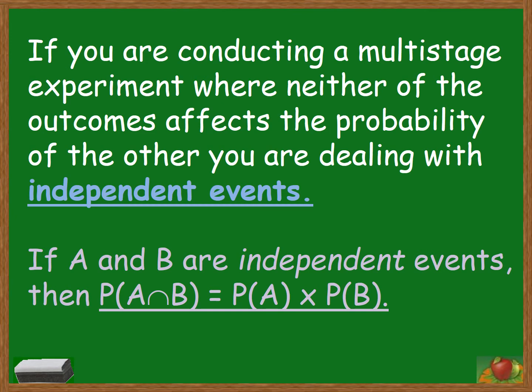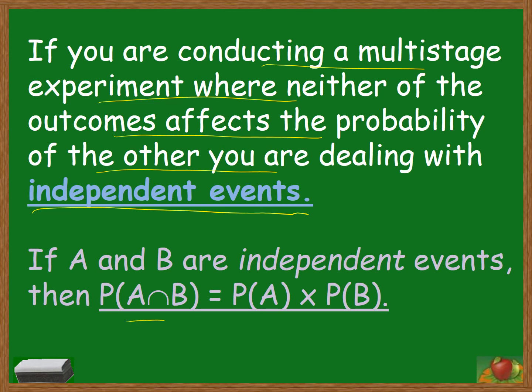In this case, we are conducting a multi-stage experiment where neither of the outcomes affects the probability of the other. What I spin on the spinner doesn't affect what I get on the die. And these events are called independent of one another. So if I have independent events, then I find the probability of the first one and the second one happening by multiplying them together.